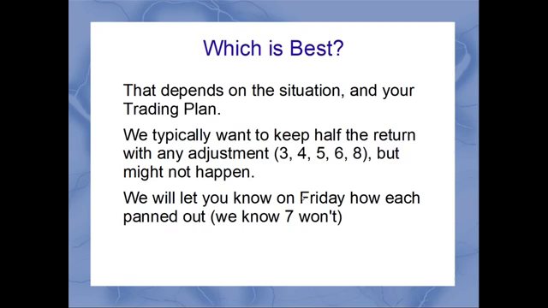Okay, the stock's still around 27, so almost all these adjustments would have worked, although we would have taken a lower profit. We'll find out on Friday if something changes. But we know 7 won't unless something drastically changes. Remember 7, we bought to close the short.